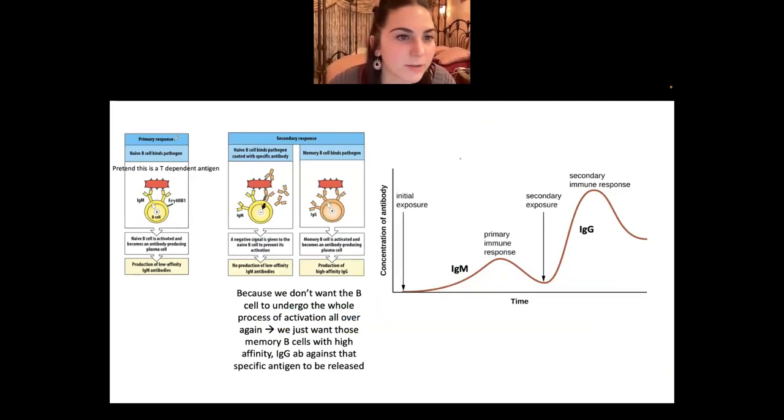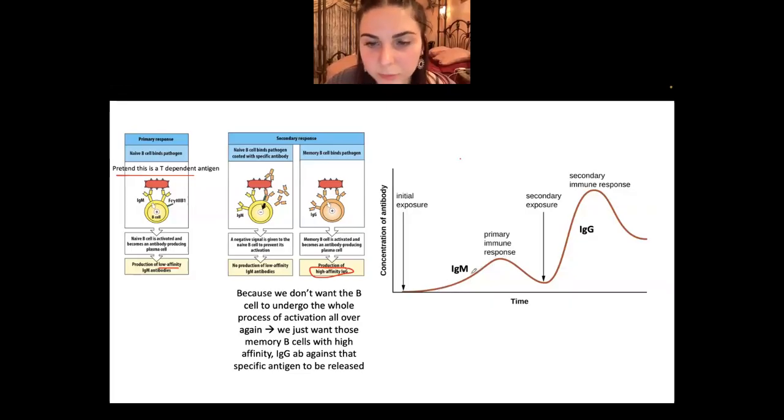So here's another image of this. Pretend that this is a T-dependent antigen. So here's B cell activation. So we have production of antibodies. And then the second time we see that same antigen, because we don't want the B cell to undergo the whole process all over again, we just want the memory cells with the high affinity, and you get high affinity IgG being produced at a later date. So this is just adding to this graph.